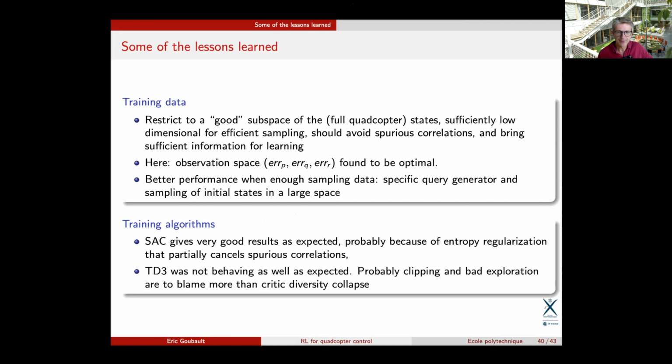Also, having a good query generator is essential to have realistic signals to train on. The controller is exceedingly important. Training algorithms were a bit disappointing with TD3. We have no good explanation for this yet. SAC seems to be a little better than DPG, probably because of entropy regularization.